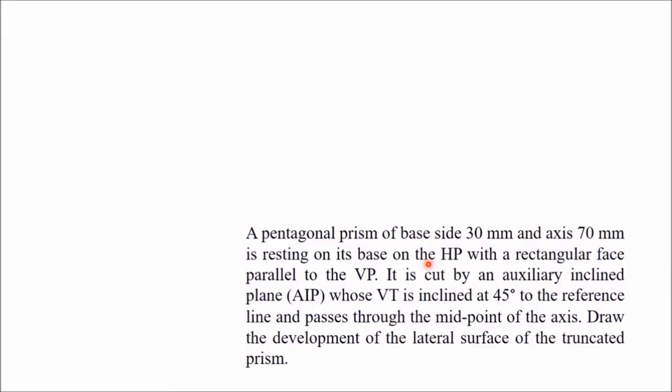In that top view you have to draw one pentagon with one rectangular face parallel to VP, so you have to draw one line of pentagon parallel to XY line. So let's draw that. XY line you have drawn first, then draw one pentagon with side 30 mm, and I have kept one side parallel to XY line. Now this side I have kept nearer to the XY line. Nothing is mentioned, so I have kept this nearer to XY line.